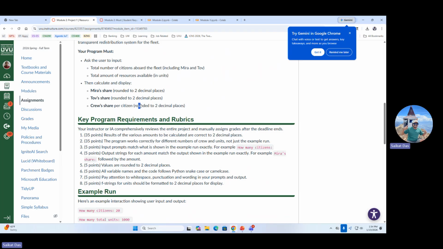Same thing for the top. What's the top share? The top is the second part, right? Mira is the first. So Mira's part is 122.98. But here we have split it evenly among all crew. Here, Mira and Top are there, right? That means this portion is also Mira's part and Top's part.